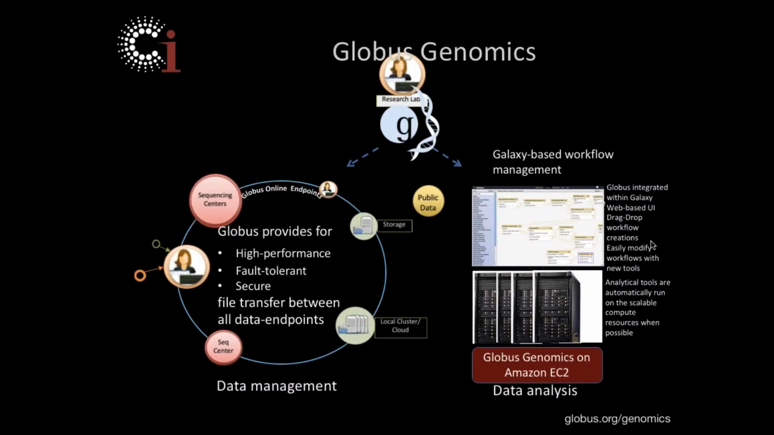So with Globus Genomics, when a researcher runs a workflow, it sets up a cluster on Amazon using spot instances, runs the analysis at scale, and once the analysis is done, the cluster is dissolved, and the resources are returned to Amazon, so you don't incur additional charges.